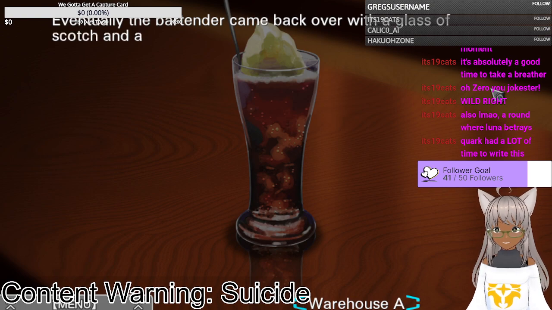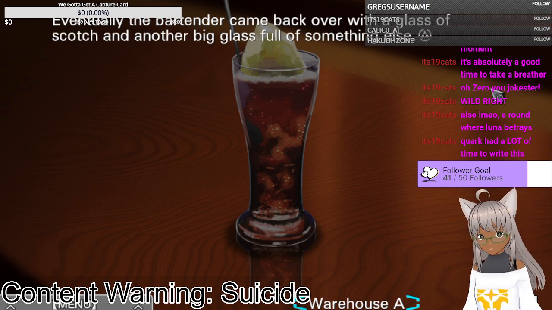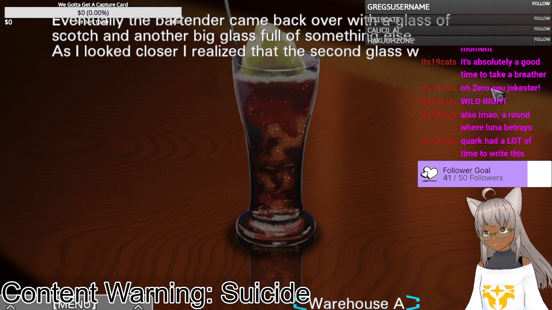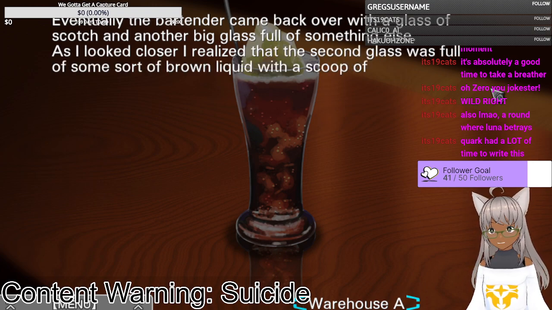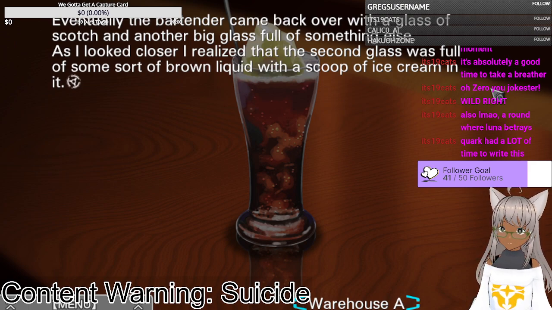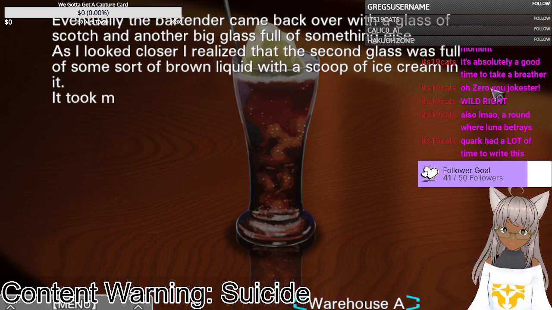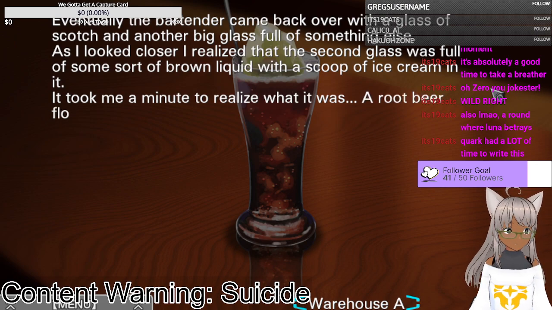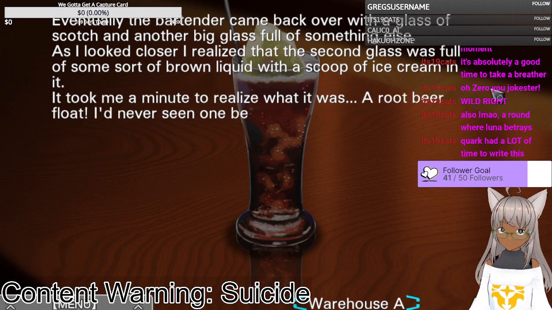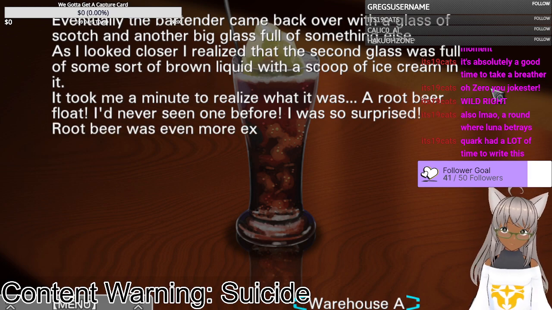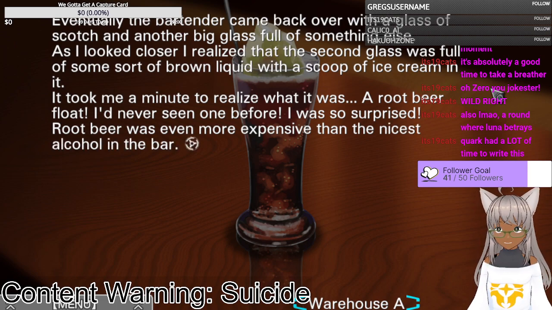Eventually, the bartender came back over with a glass of scotch and another big glass full of something else. Is that a root beer float? As I looked closer, I realized that the second glass was full of some sort of brown liquid with a scoop of ice cream in it. It took me a minute to realize what it was. A root beer float. I'd never seen one before. I was so surprised. Root beer was even more expensive than the nicest alcohol in the bar.